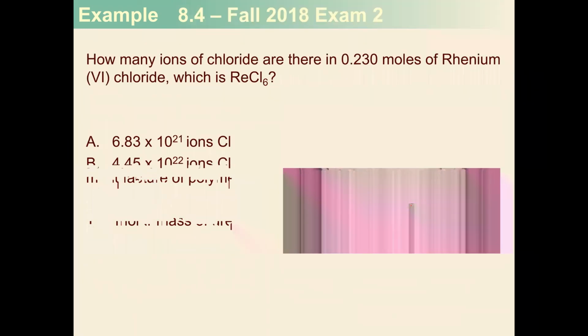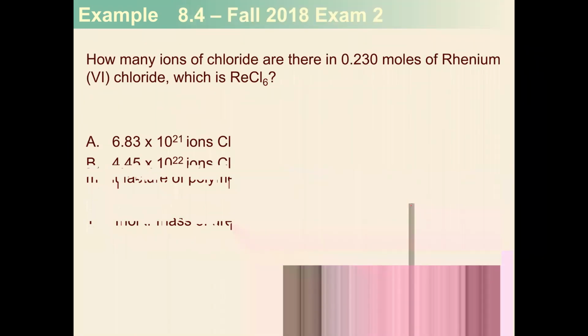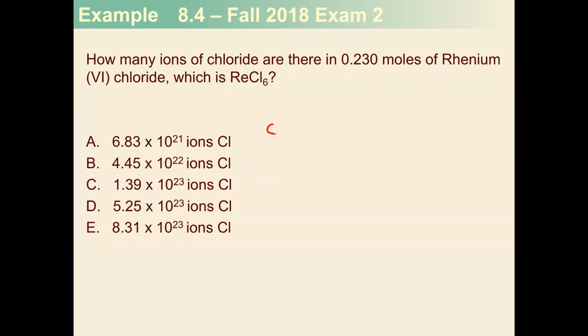Our final example for this video, which was done in the fall of 2018 exam, we are going to do a fairly similar reaction to what we just did in the last example. How many ions of chloride are there in 0.230 moles of rhenium 6 chloride, which has a formula of ReCl6? So what we need to do is start with our moles of our original compound. So we have 0.230 moles of our ReCl6.